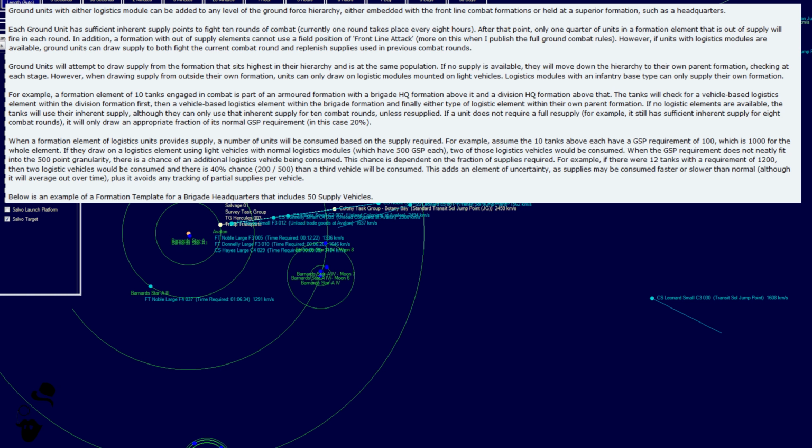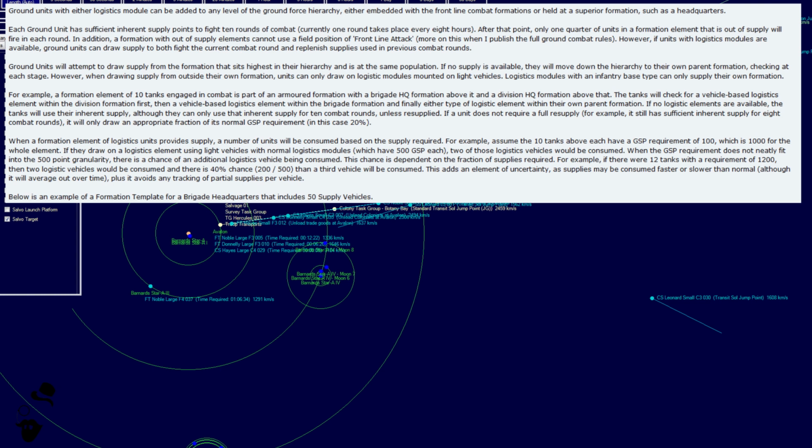Ground units will attempt to draw supply from the formation that sits highest in their hierarchy and is at the same population. If no supply is available, they will move down the hierarchy to their own parent formation, checking at each stage. However, when drawing supply from outside their own formation, units can only draw on logistics modules mounted on light vehicles. Logistics modules with an infantry base type can only supply their own formation.